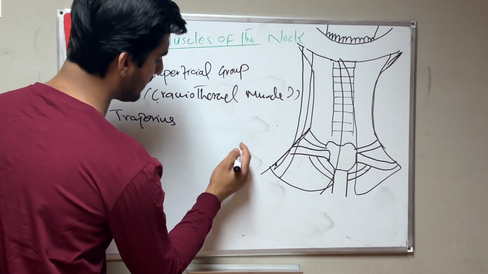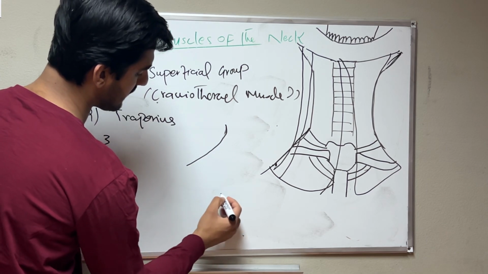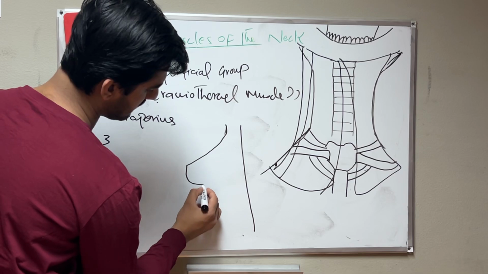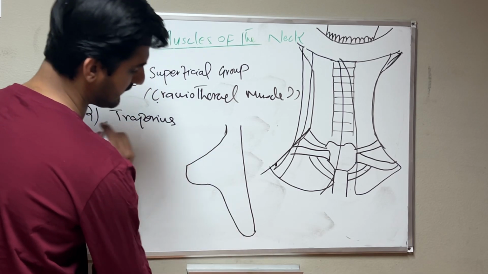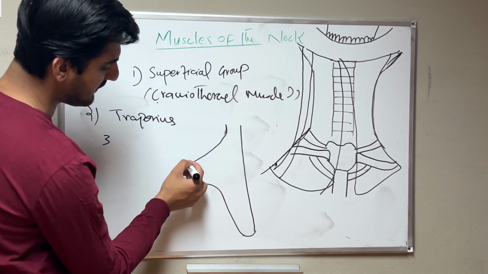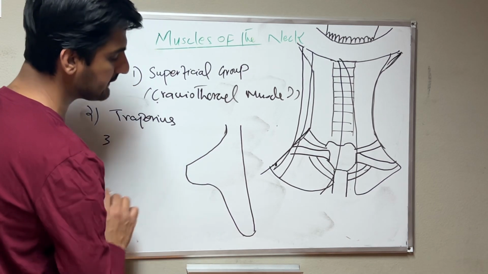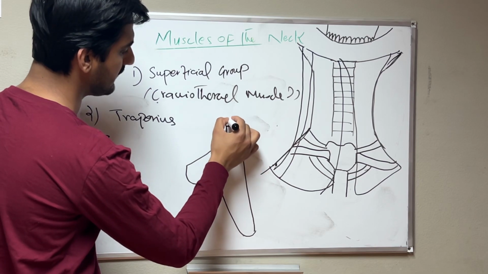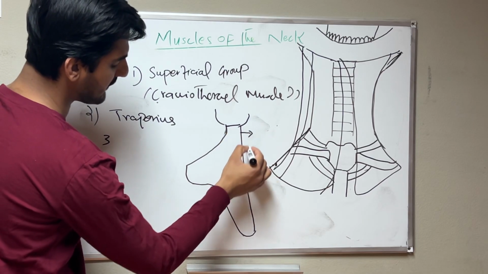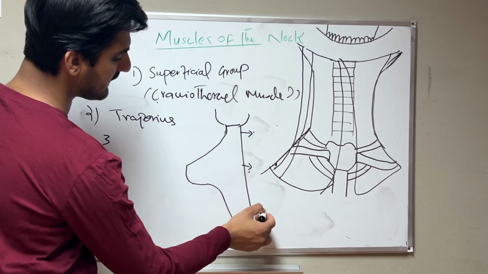I will show you the trapezius muscle like here. This is the trapezius muscle from the back side. This is the vertebral column. This is the upper limb area, shoulder area, and here is the scapula. And this is the skull area. Now there are three parts here: this is the upper part, this is the middle part, and this is the lower part. You can say superior part, middle part, and inferior part.